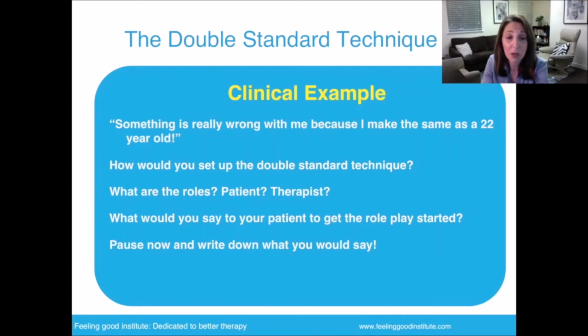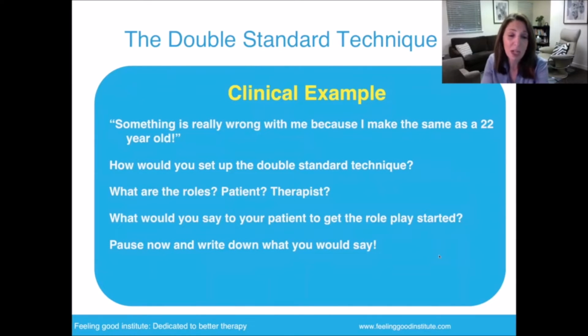The next question I want you to answer is, what are the roles in the double standard role play? What role does the patient play? And what role do you, the therapist, play? These two questions go together. So how would you set it up? Meaning, how would you explain the method? And how would you set up the roles?